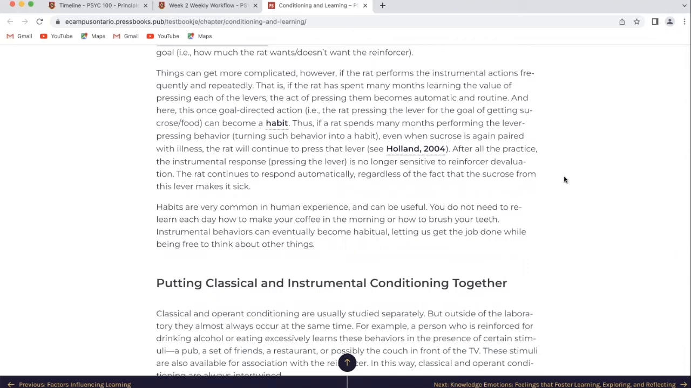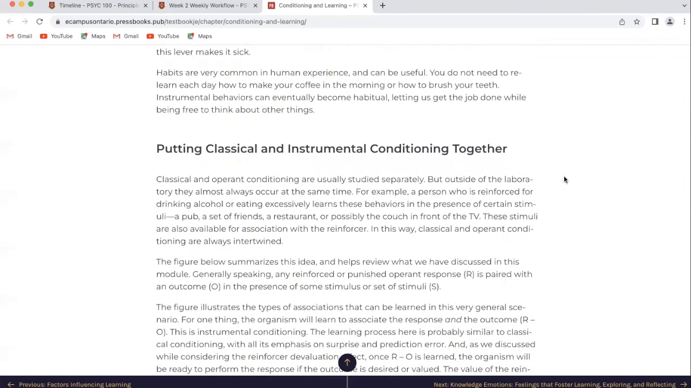After all, the instrumental response, pressing the lever, is no longer sensitive to reinforcer devaluation. The rat continues to respond automatically, regardless of the fact that the sucrose from this lever makes it sick. Habits are very common in human experience and can be useful. You do not need to relearn each day how to make your coffee in the morning or how to brush your teeth. Instrumental behaviors can eventually become habitual, letting us get the job done while being free to think about other things.